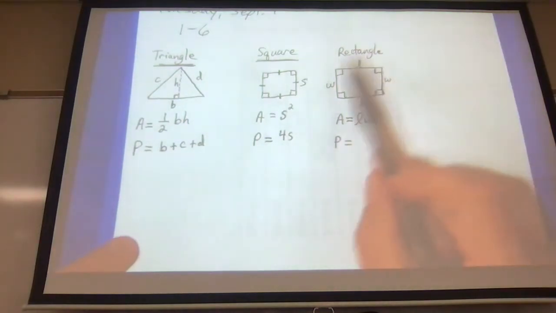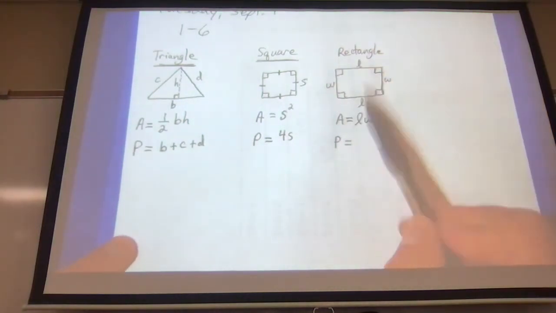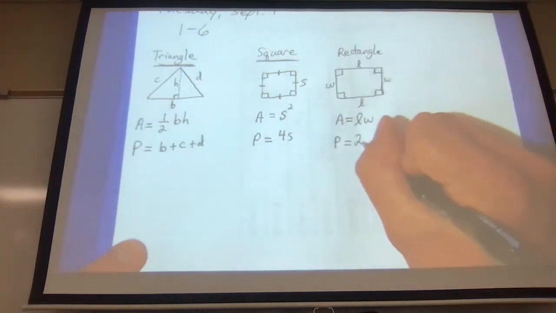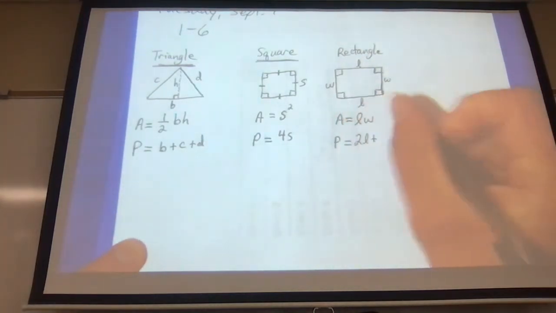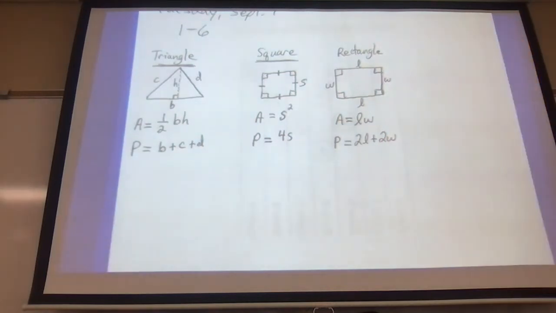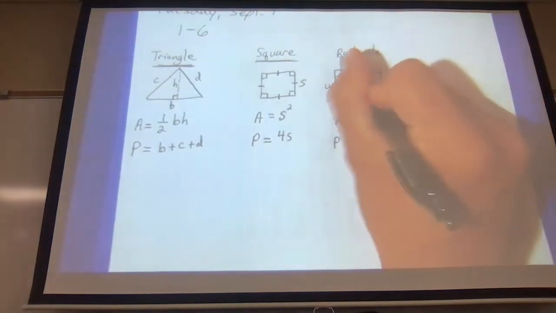Then if you add up all 4 sides, you're adding 2 lengths together, and you're adding 2 widths together. The formula for the perimeter of a rectangle is 2 times the length plus 2 times the width. Or if you prefer to add all 4 sides together, that works too. Rectangle.